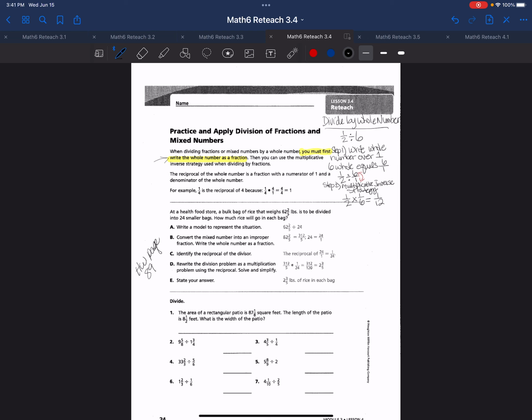So at a health food store, a bulk bag of rice weighs 62 2/5 of a pound. It is to be divided into 24 smaller bags. How much rice will go in each bag? Again, the weight here, that's your whole or your total amount. So we always want to identify that in a problem. And this problem is saying how many groups of 24 are in 62 2/5.